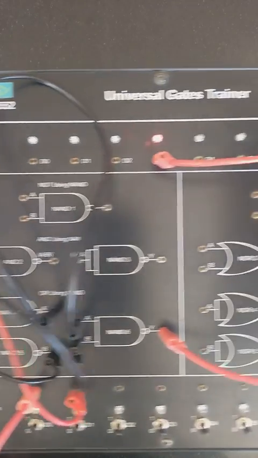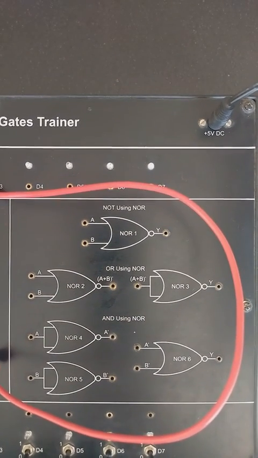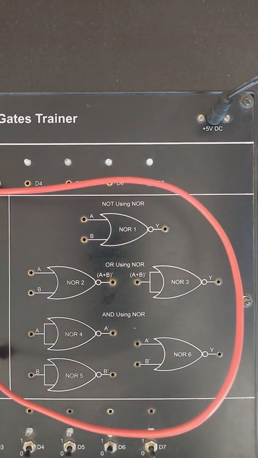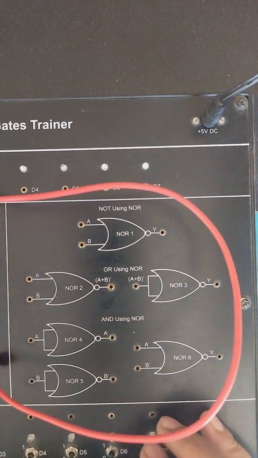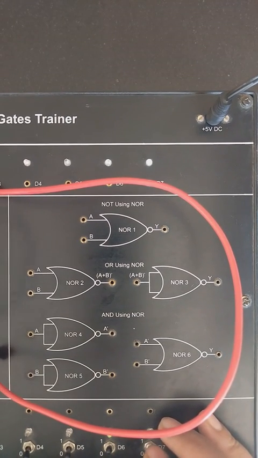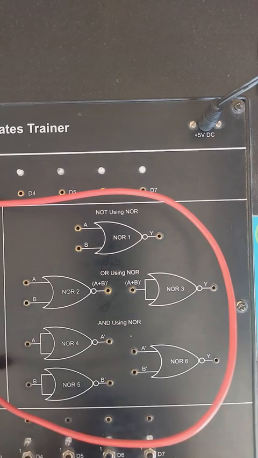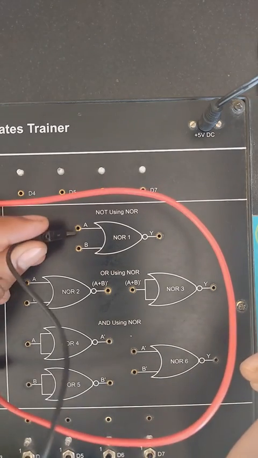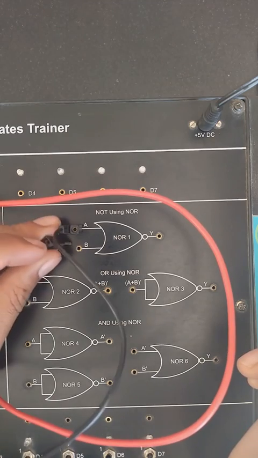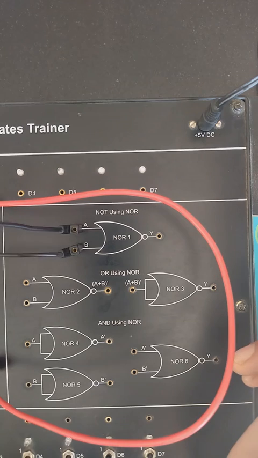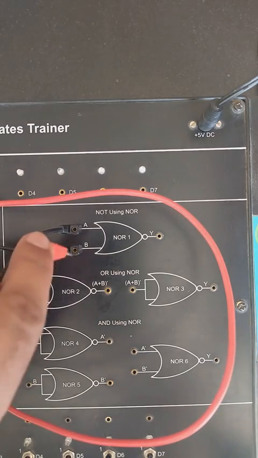Now we will go to the next. Now we will derive all three gates using NOR gates. Now see here, in the case of a NOR gate, how can we make a NOT gate? Short both inputs of the NOR gate, make it a single-input gate like this.